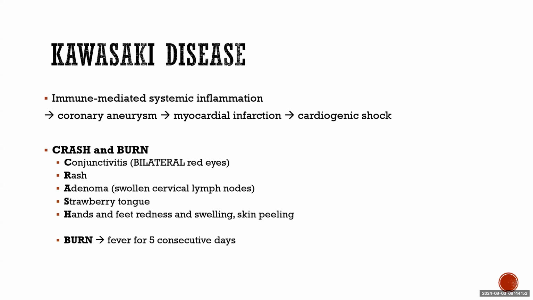So CRASH stands for C for conjunctivitis. They have to have bilateral conjunctivitis or pink eye. R, they have a very polymorphic rash. Polymorphic means it can look like anything. A for adenopathy, so swollen lymph nodes, especially cervical lymph nodes. S for strawberry tongue, so their tongue looks very beefy, very red, with little pits, just like a strawberry. And H for hand and feet redness and swelling. So those stand for CRASH, and BURN is just a reminder that you need to have fever for 5 consecutive days.